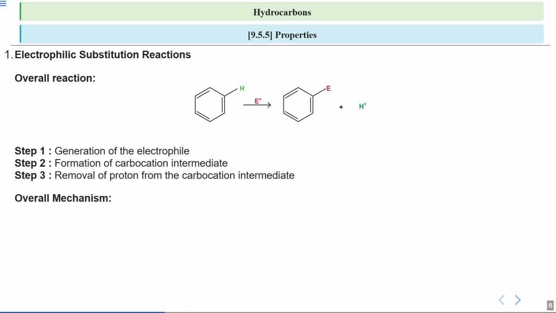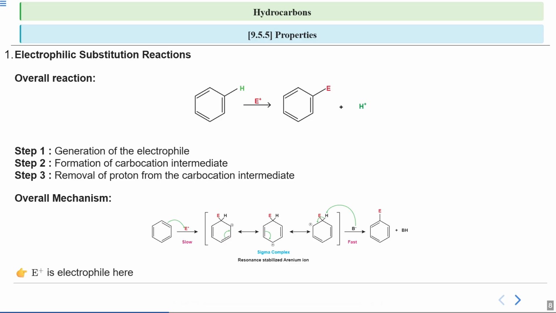Now, if I draw the overall mechanism, then it looks like this. This diagram shows each step that we have discussed, including the movement of electrons and the formation and removal of intermediate. Follow the arrows to see how the reaction proceeds from start to finish. The image illustrates the mechanism of electrophilic aromatic substitution, EAS.